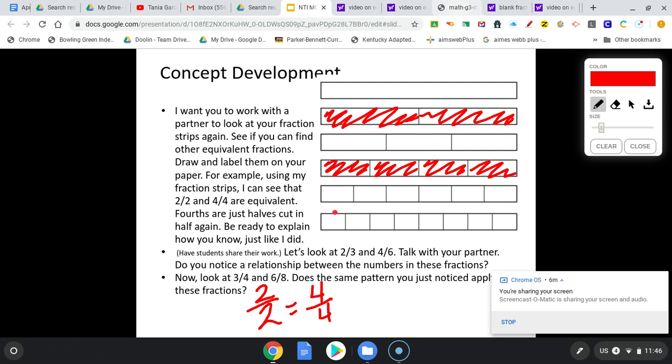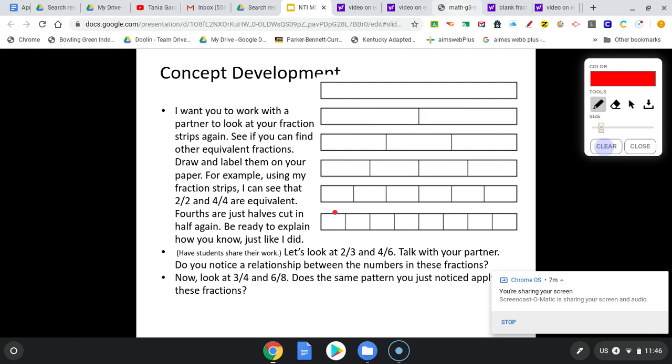So stop your video and see if you can find some other equivalent fractions and be ready to explain how you know what you did, or explain it to your partner. So stop the video and do that right now.